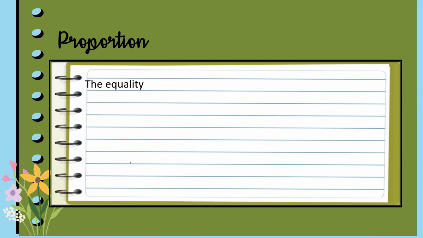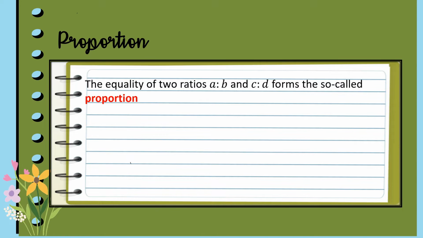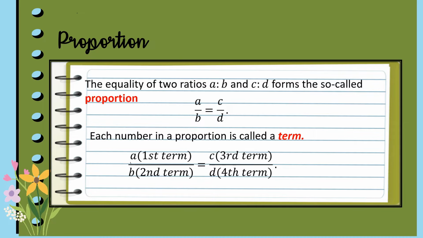Also recall that the equality of two ratios, A is to B and C is to D, forms the so-called proportion: A over B is equal to C over D. So remember that in a proportion, two ratios are equal. Each number in a proportion is called a term. So A is the first term, B is the second term, C is the third term, and D is the fourth term.